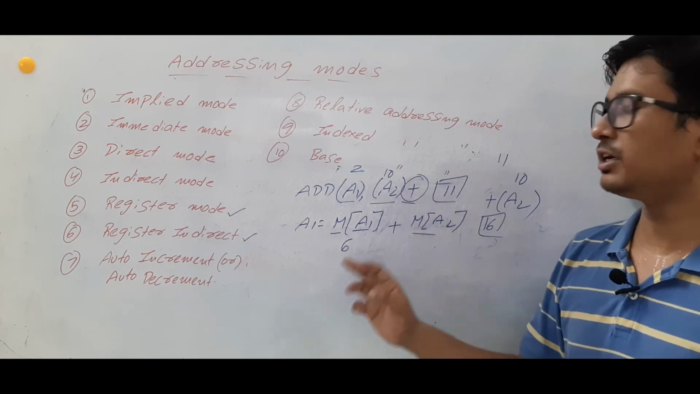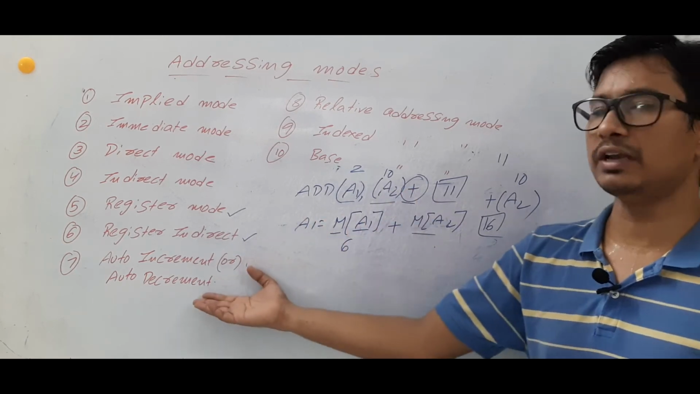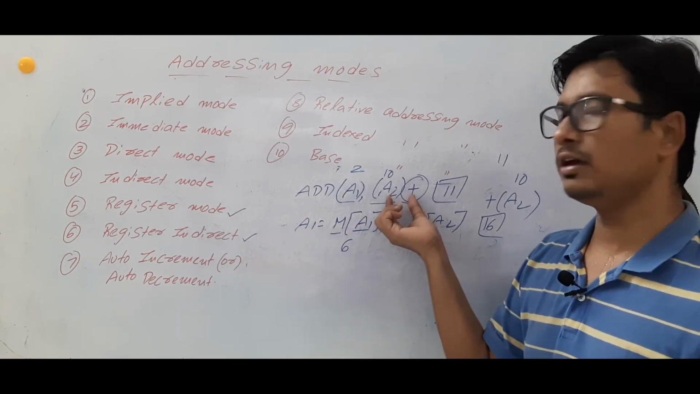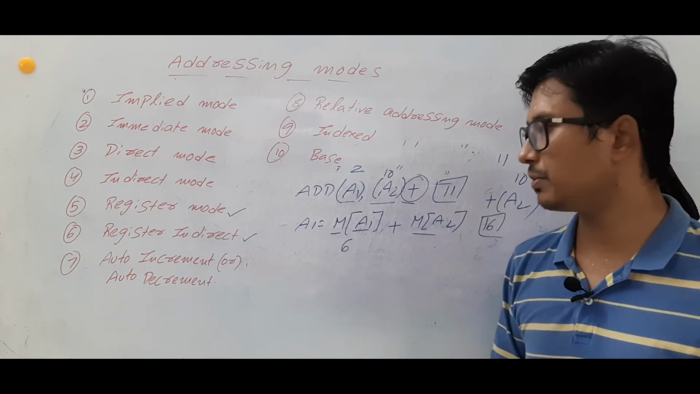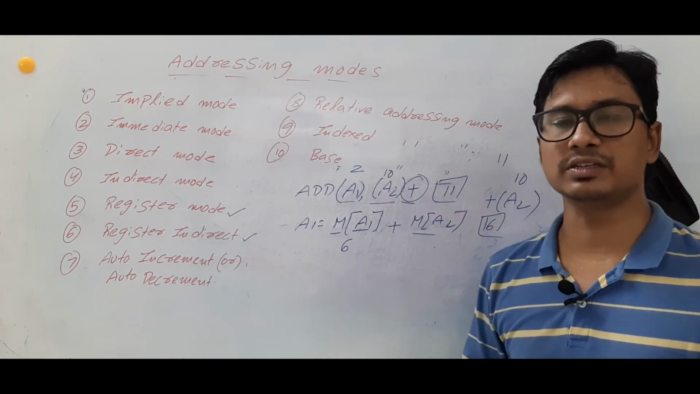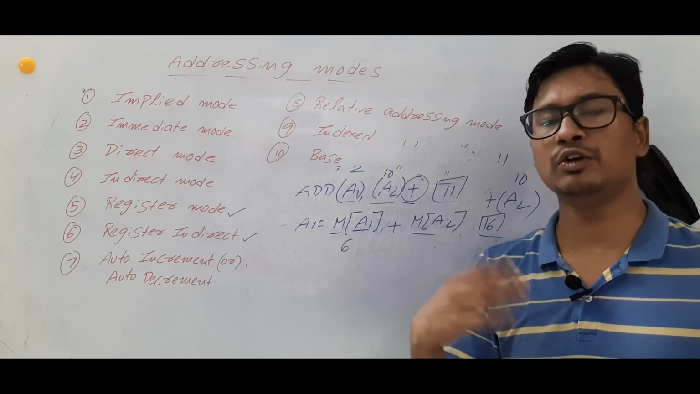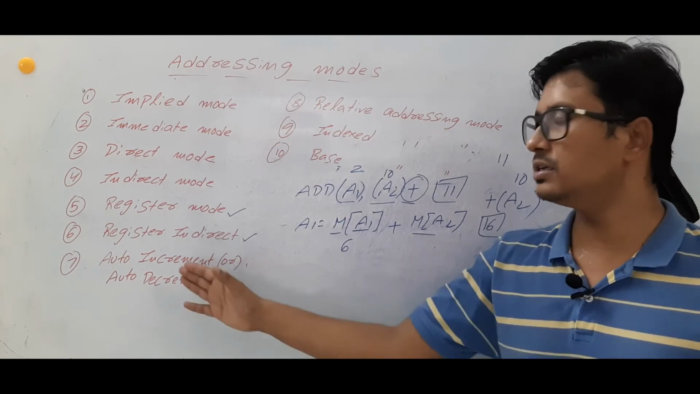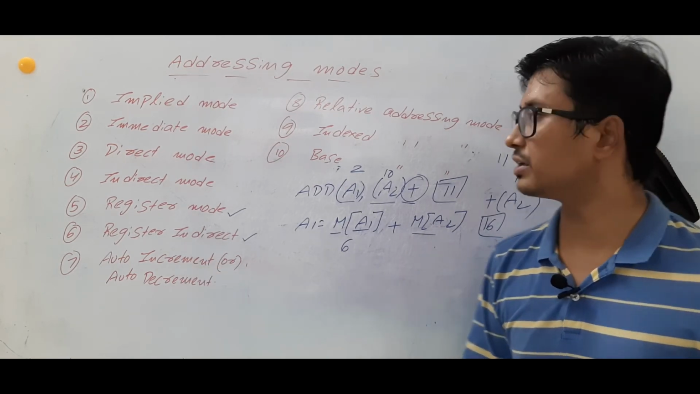In place of increment, if you mention the decrement, then it will act as an auto decrement, like post decrement and pre decrement. Then where will it be useful for us? In loops, whenever you want to perform increments or decrements, these addressing modes will be useful for us.